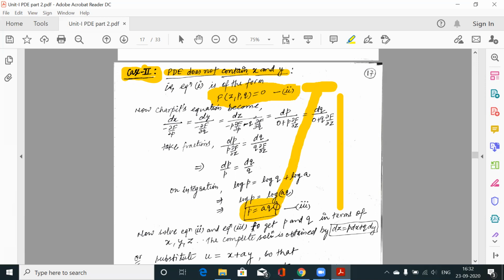So this is the benefit of using cases. Otherwise, you simply solve this question using Charpit's method. So you have to write these steps also. We will get the same answer. So in the next lecture, we will discuss case 2.